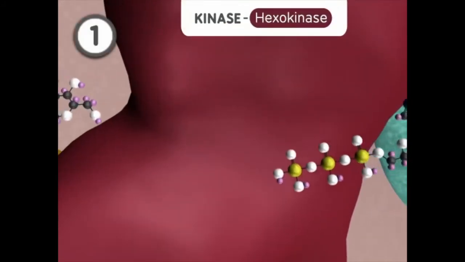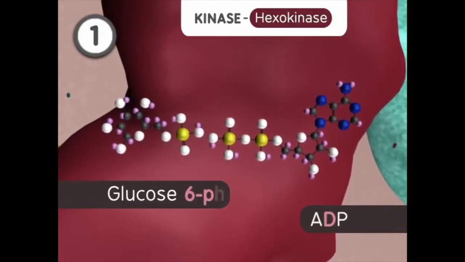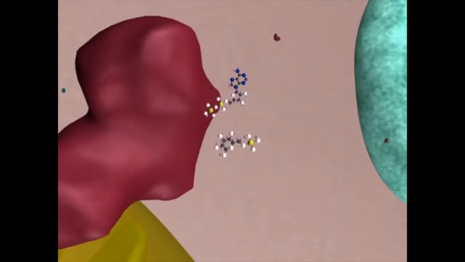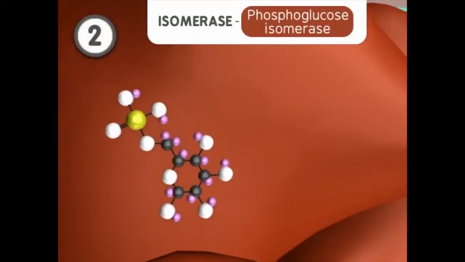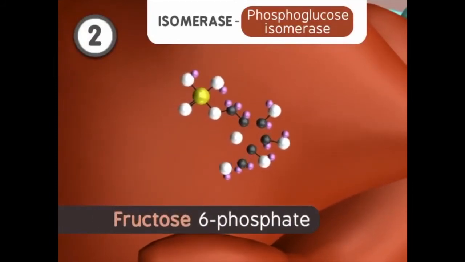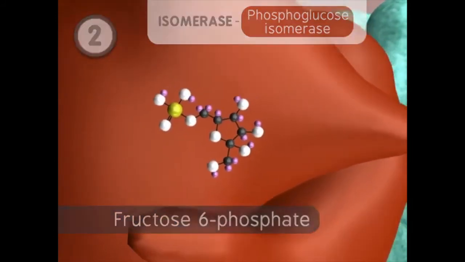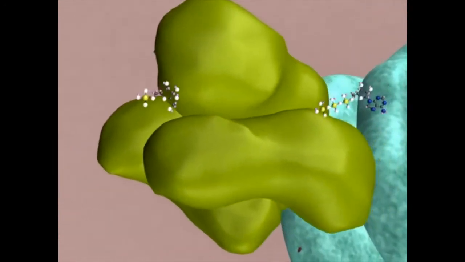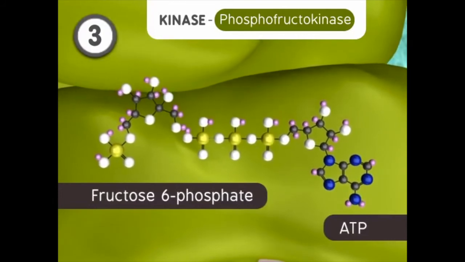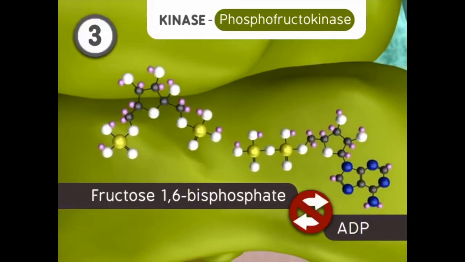First, a kinase reaction adds a phosphate onto glucose to form glucose 6-phosphate. This is one of two energy consumption steps and is an irreversible reaction. Next, an isomerase reaction converts glucose-6-phosphate into fructose-6-phosphate by rearranging covalent bonds. Another kinase removes a phosphate group from ATP and gives it to fructose-6-phosphate to form fructose-1,6-bisphosphate. This is the second energy consumption step and an irreversible reaction.